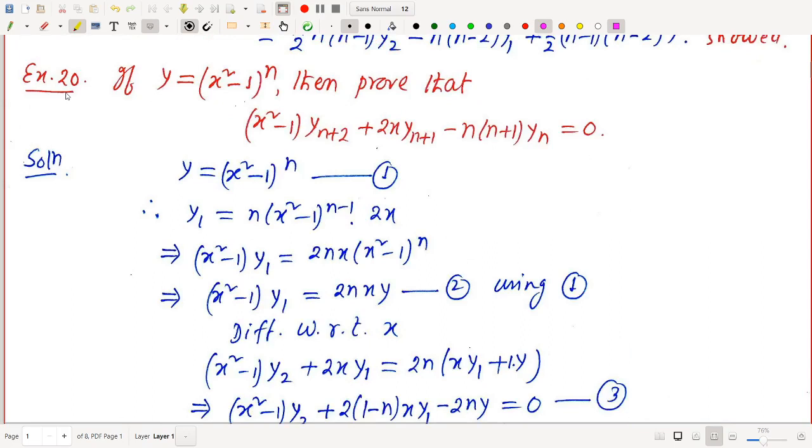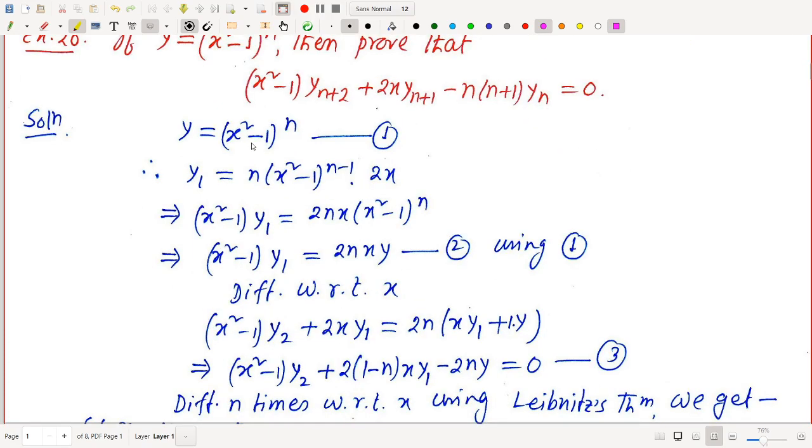Then example number 20: if y equal to x square minus 1 to the power n, then prove that x square minus 1 yn plus 2 plus twice x yn plus 1 minus n into n plus 1 yn equal to 0. So y is x square minus 1 to the power n. Differentiate this line with respect to x, we get y1 equal to n into x square minus 1 to the power n minus 1 into derivative of x square minus 1, chain rule, twice x.